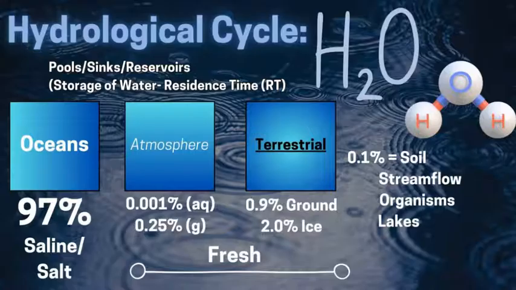Then the other storage area or pool or sink is the atmosphere in terms of the water vapor and any liquid water held within the clouds through condensation. And this is a very small amount, and it also does not stay in this pool for very long, so you have a very short residence time compared to an extremely long residence time in the oceans and a varying time within the terrestrial pools and reservoirs.